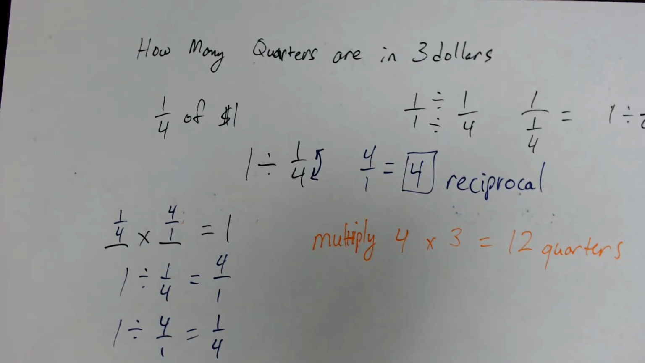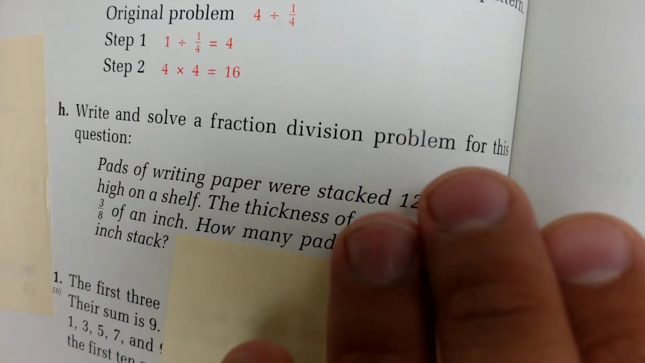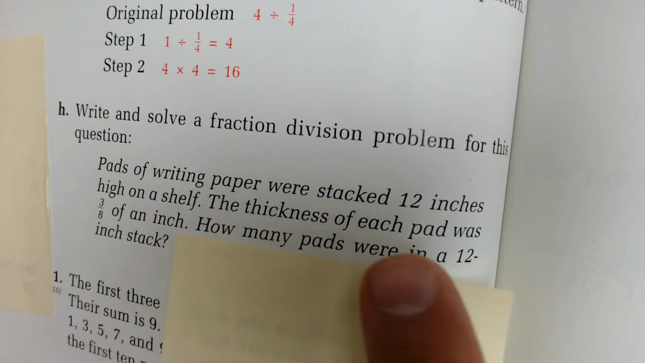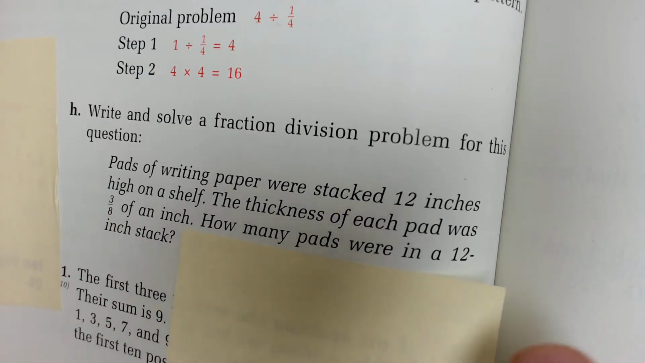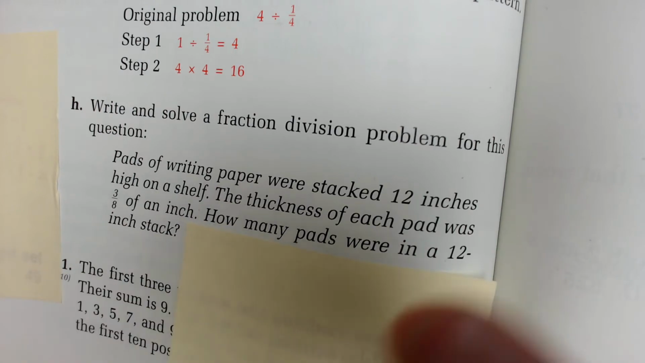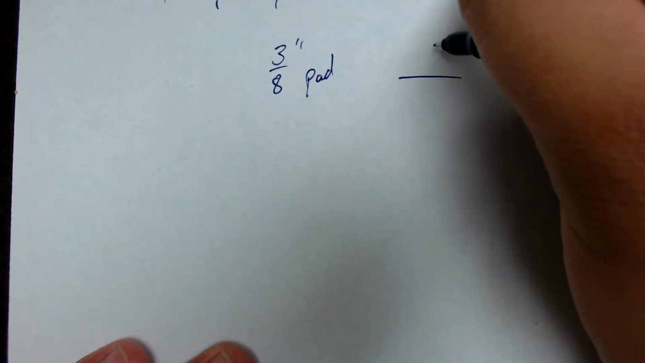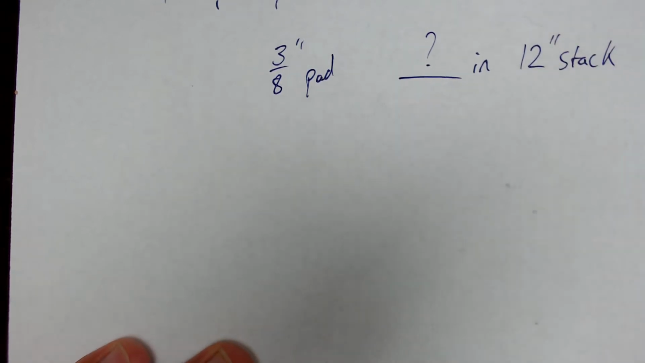So, let's put this into practice in a word problem, because that's how you're going to see them. This example problem says, write and solve a fraction division problem for this question. Pads of writing paper were stacked 12 inches high on a shelf. The thickness of each pad was 3/8 of an inch. How many pads were in a 12-inch stack? So, before I figure out how many pads are in a 12-inch stack, I want to figure out how many 3/8 inch pads are in a 1-inch stack. So let's do that. We've got a 3/8 inch pad of paper, and how many in a 12-inch stack? That's the problem we're dealing with.